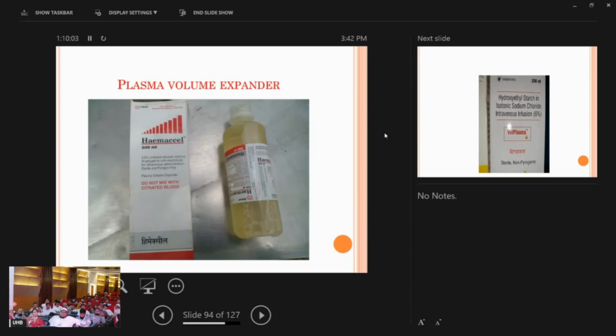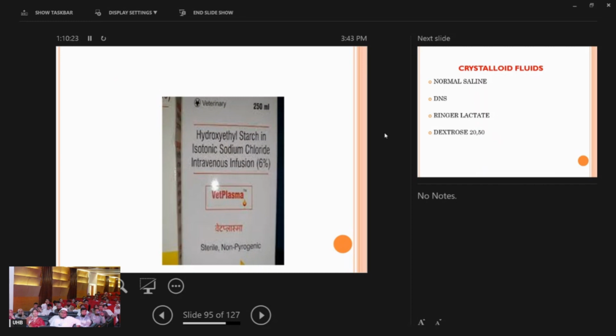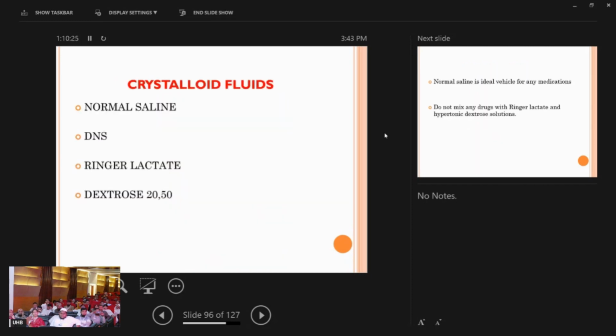For example, you are attending a case of hemoprotozoal disease and the animal is anemic. You are waiting for a blood transfusion but you are not getting a donor. To enhance the plasma volume in the meantime, you can go for this type of temporary solution, plasma volume expanders. It will not correct the dehydration. Crystalloid solutions are normal saline, lactate, DNS, and dextrose. What we commonly use in our practice are crystalloid solutions.